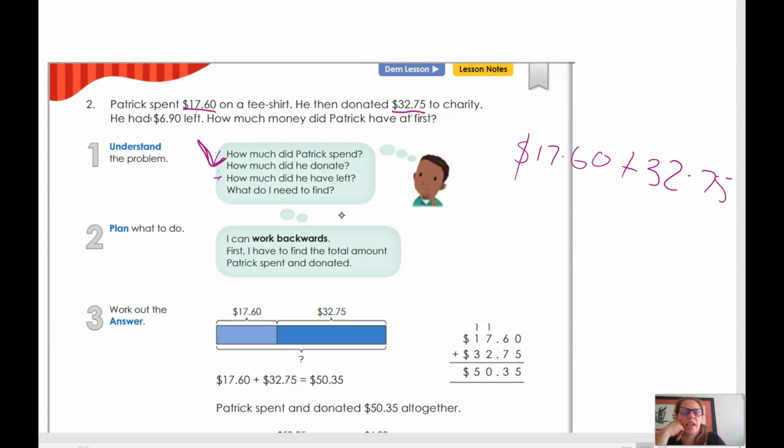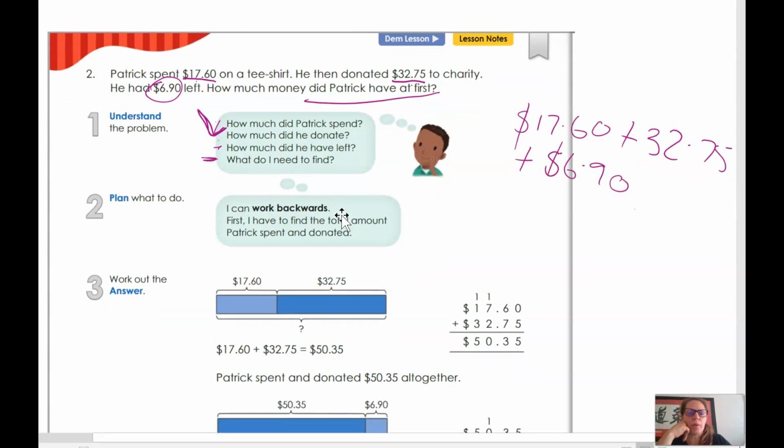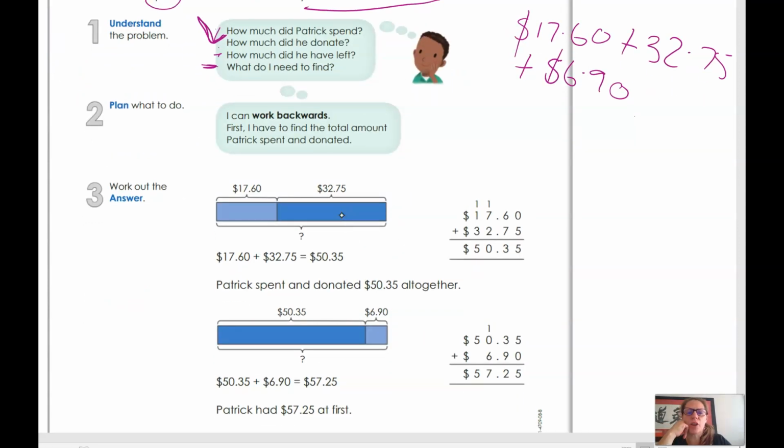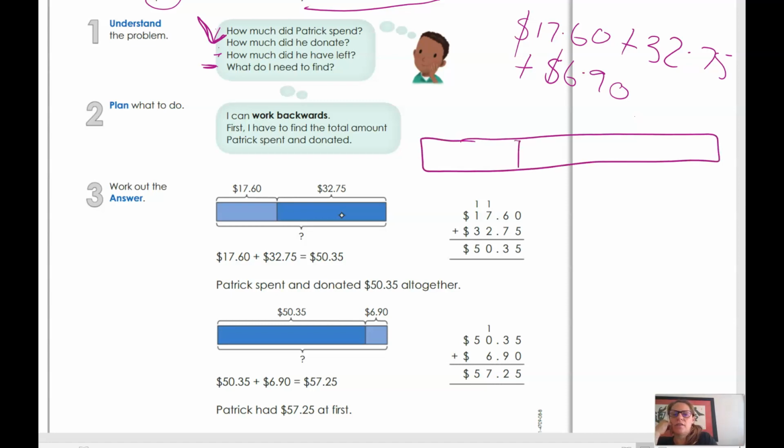How much did he have left? He had $6.90 left. What do I need to find? How much money did Patrick have at first? So then I'd have to add also the $6.90. All right, so I can work backwards. It says I have to find the total amount Patrick spent. So instead of doing 3 numbers at once, which you can, if you are that way inclined, you can do a massive big bar model. Okay, and you can go 1760, and you can go 3275, and you can go 690.